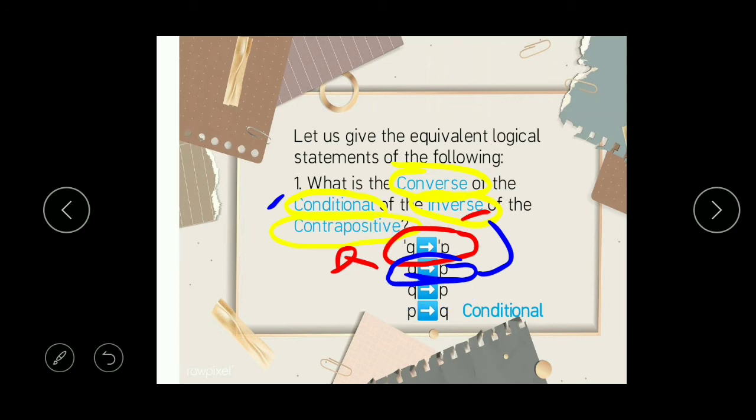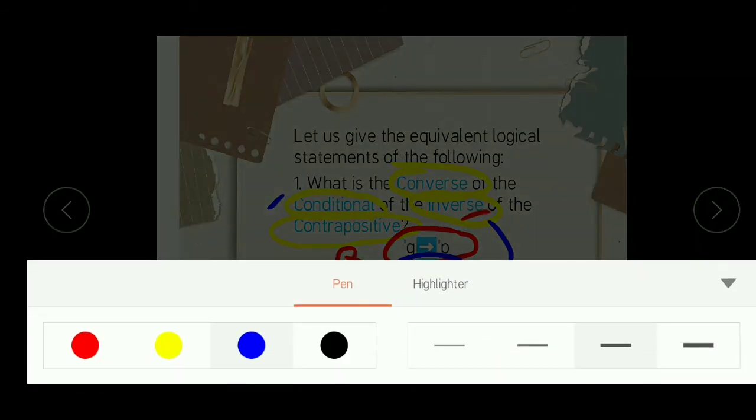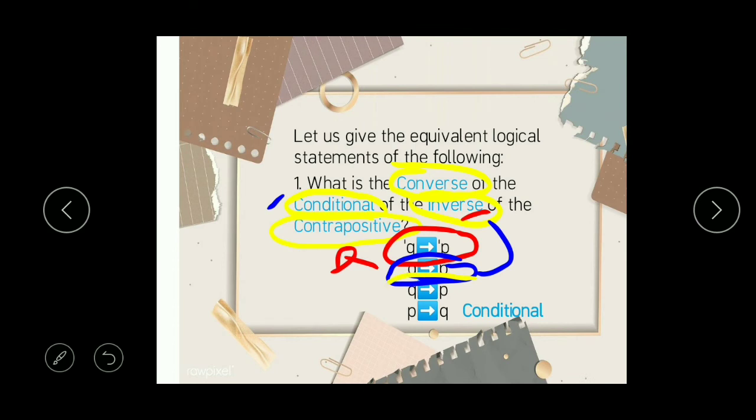So therefore, we are now going to have a converse statement. From the foundation that we have here, since we already have our conditional statement, if Q then P, we will now find the converse.